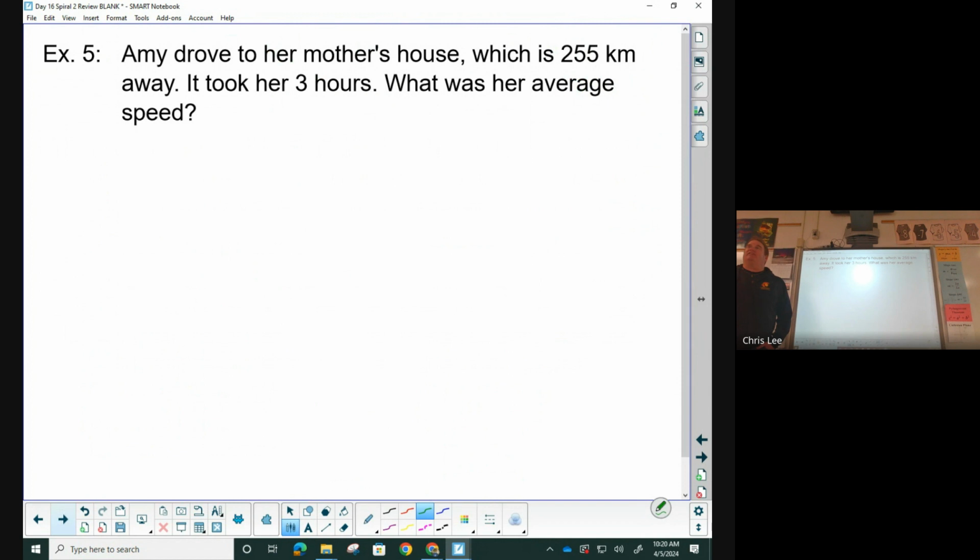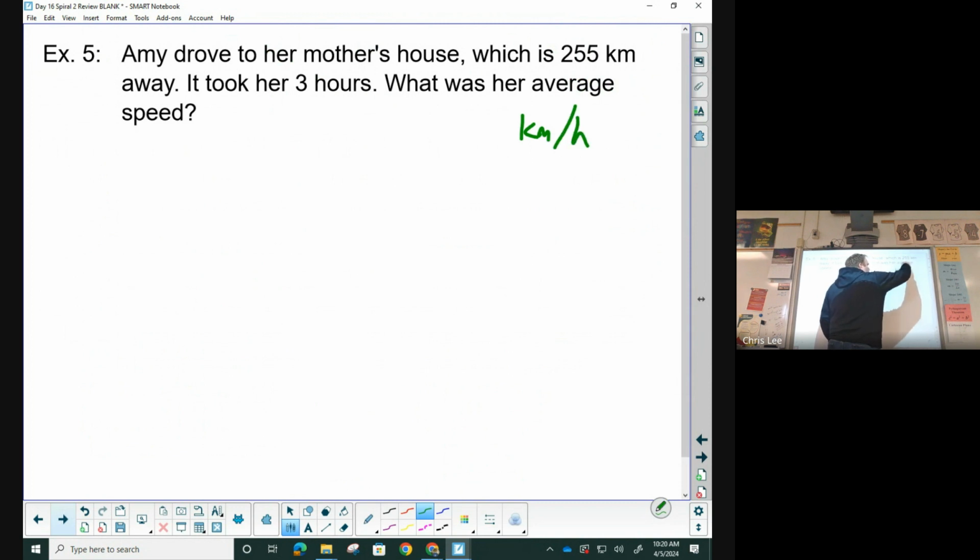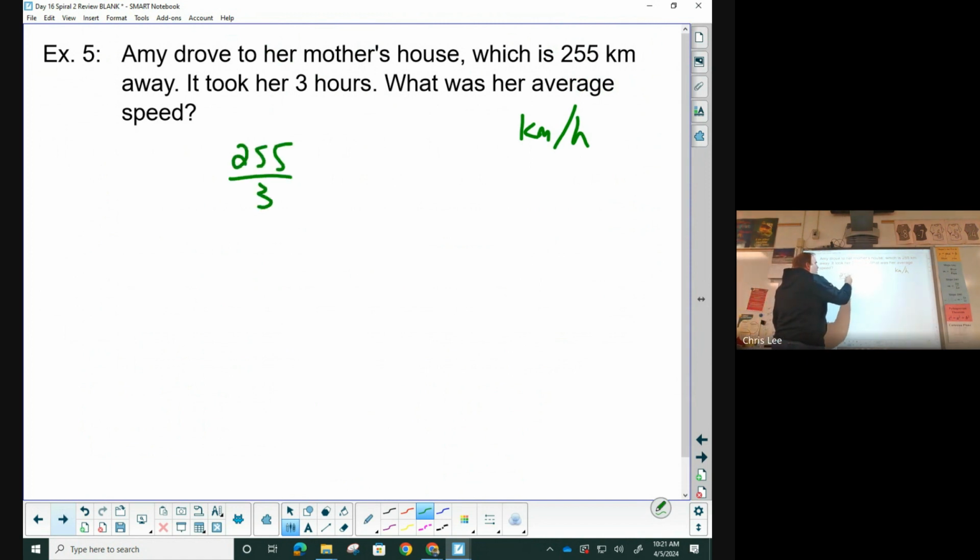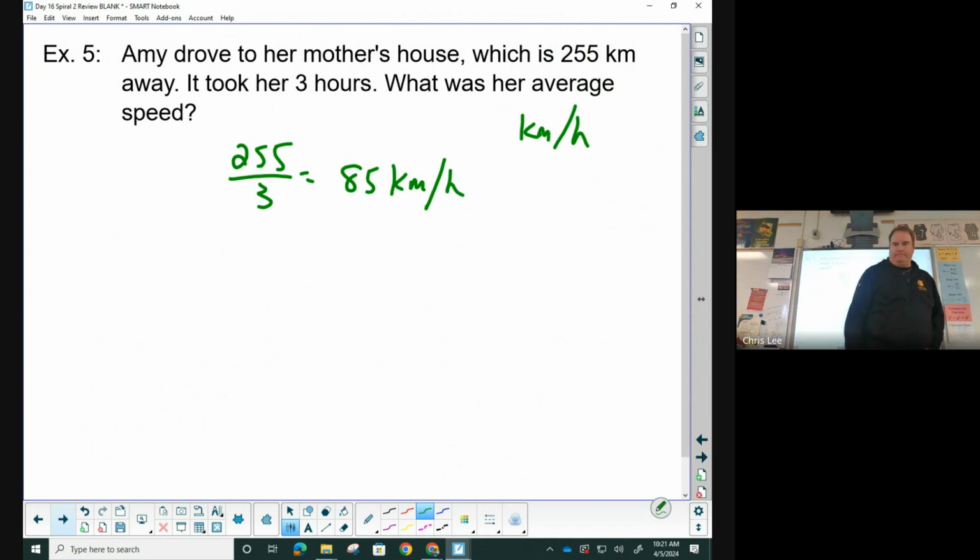So the unit rate, you can actually see it in the word kilometers per hour. What does the per mean? It actually means divide. So we would go 255 divided by 3, 85 kilometers per hour. Okay, so unit rate.